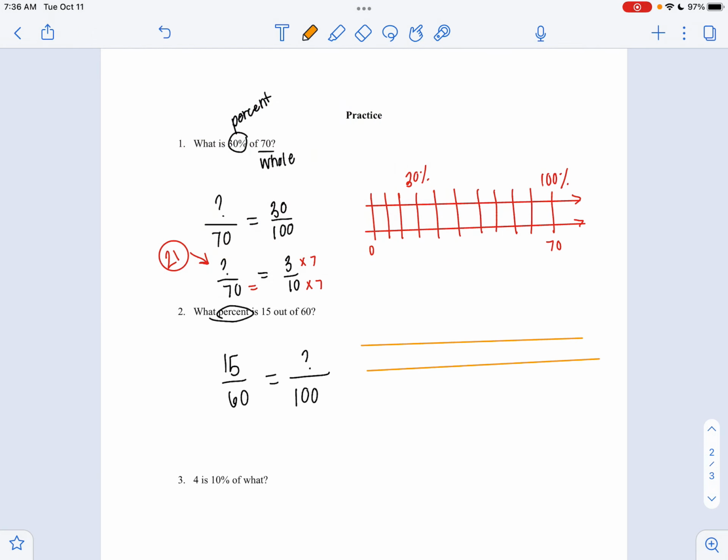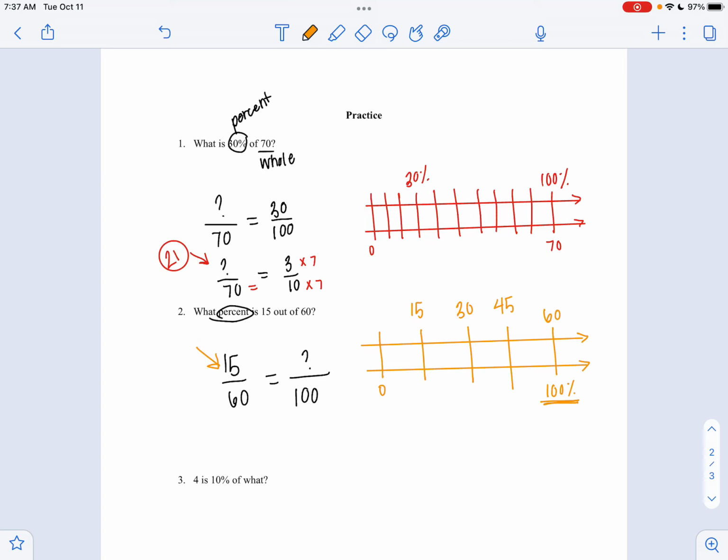If I set up my double number line, and I'll go ahead and put percent on bottom, I know that 100%, or my whole, is 60. I'm trying to find out what 15 is. And so I'm going to start by counting by 15s: 15, 30, 45, 60. I split it up by 15s because I know that I'm looking for 15 out of 60, and I can evenly count by 15 to get to 60.